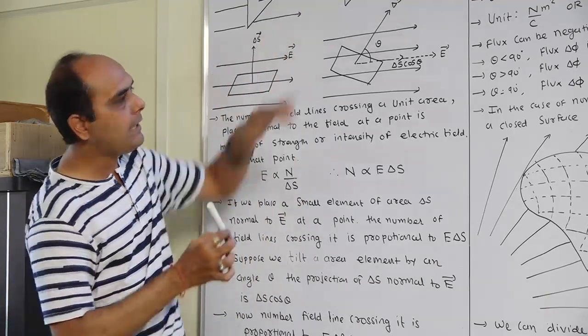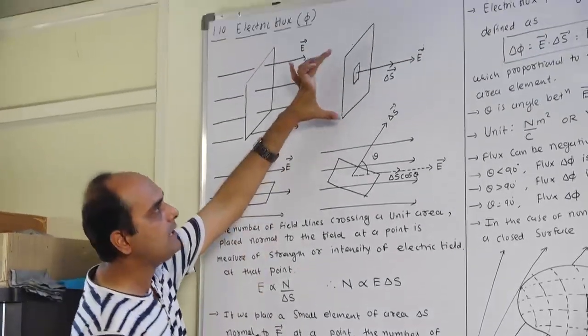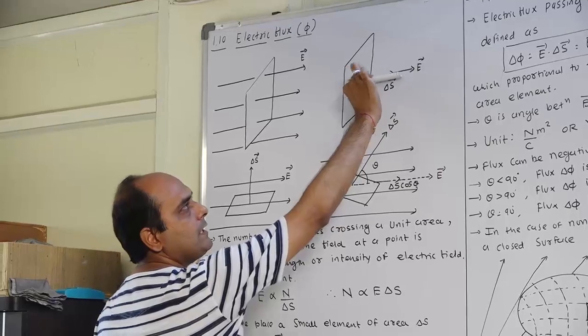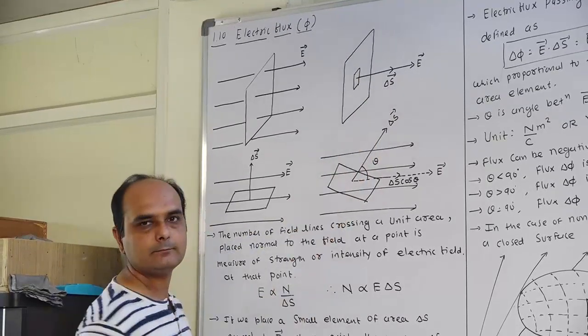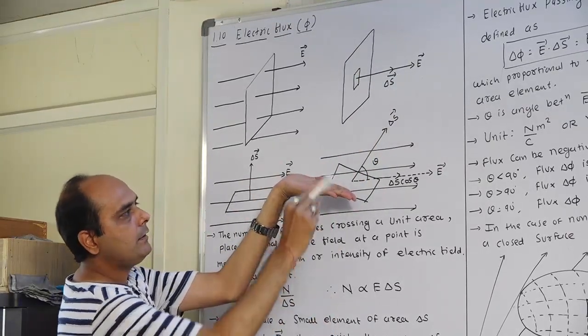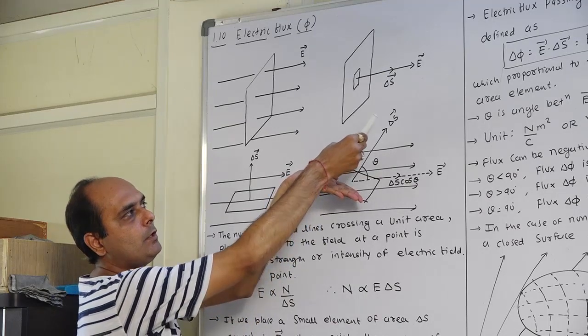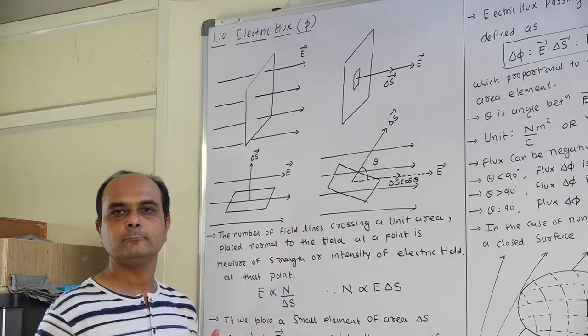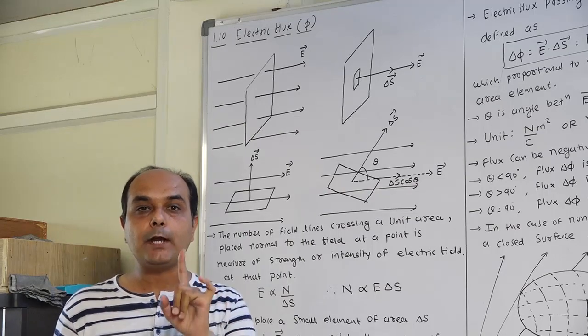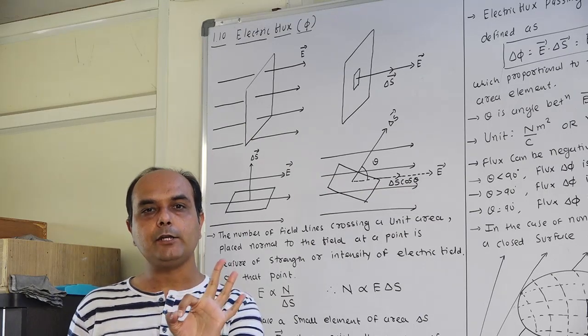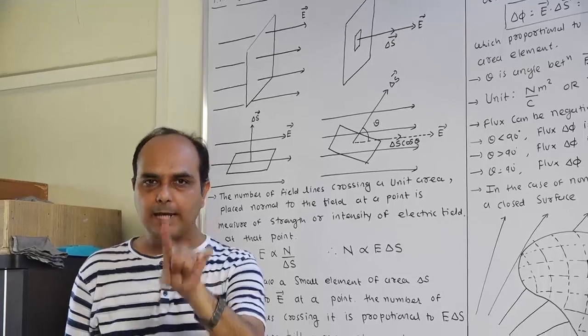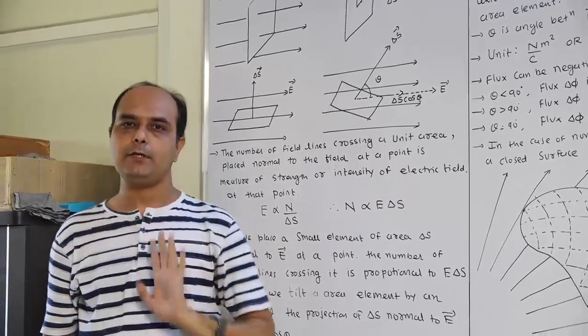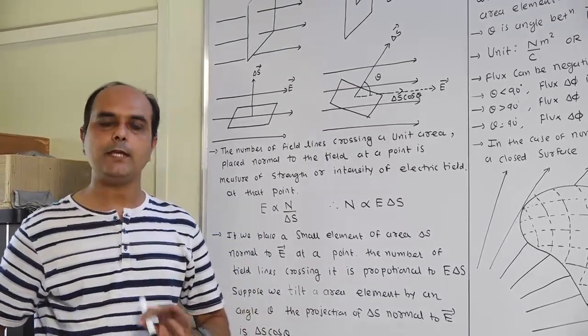Like right now, to find out the area vector of this plane, I use the pointer. So this pointer represents our delta S. This plane is like this, so the area vector is normal to the plane, in this direction. Whenever we need to find out the area vector, please arrange the pointer normal to that plane. That gives the direction of the area vector.